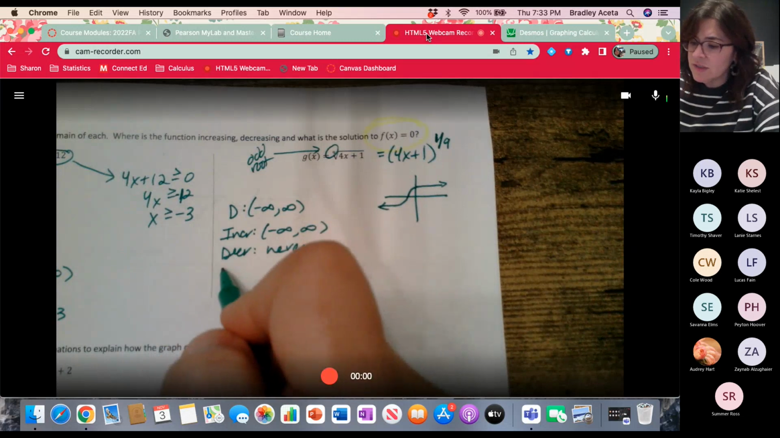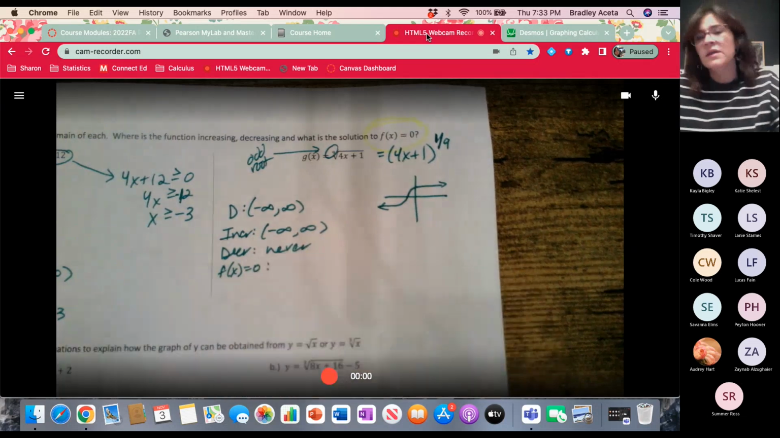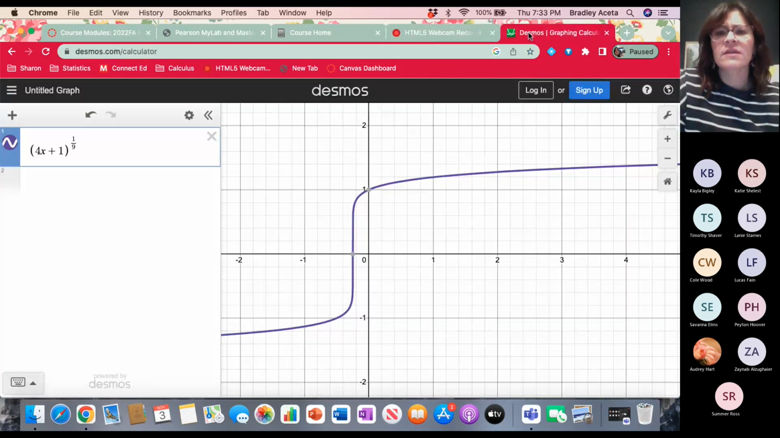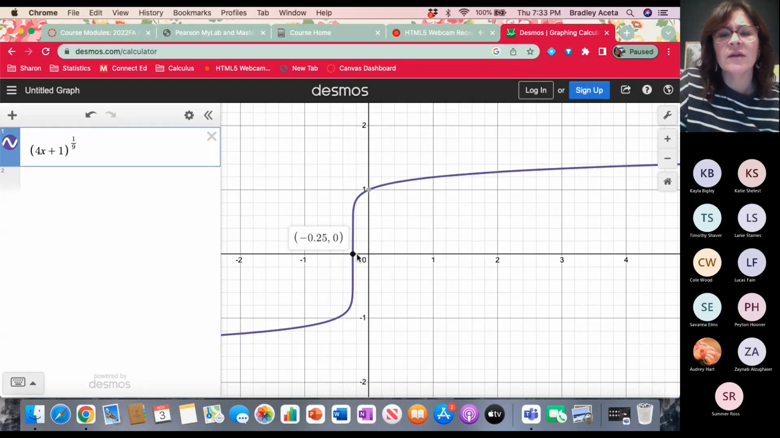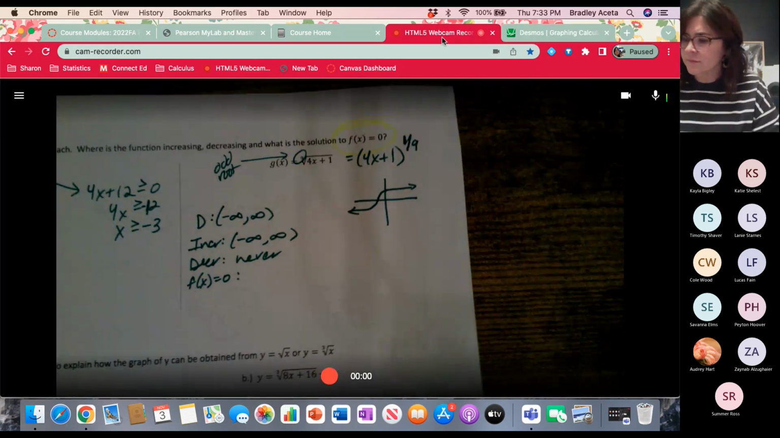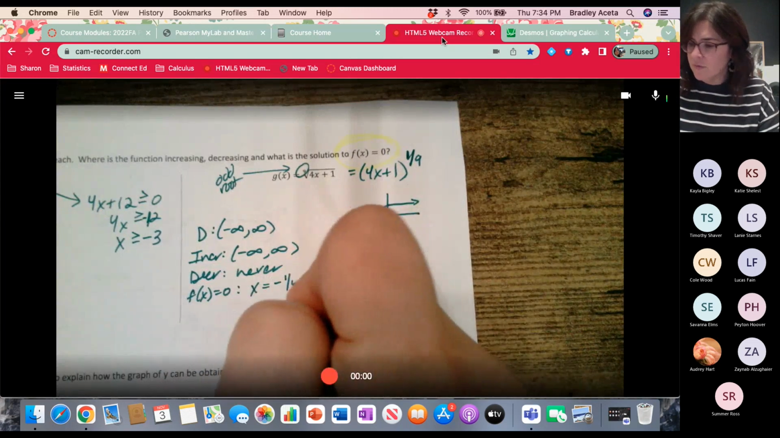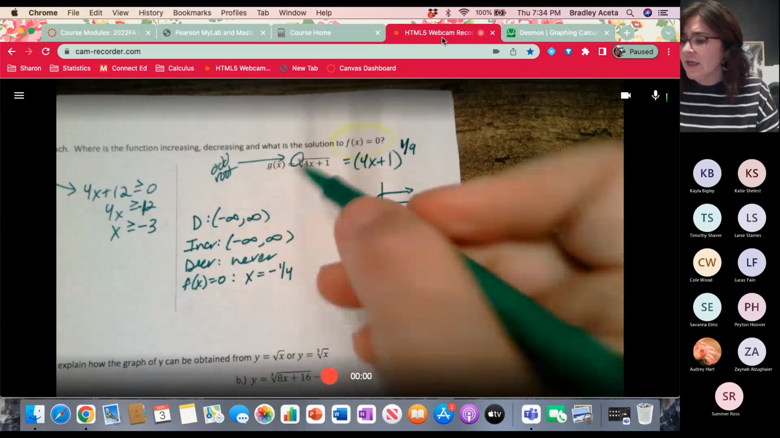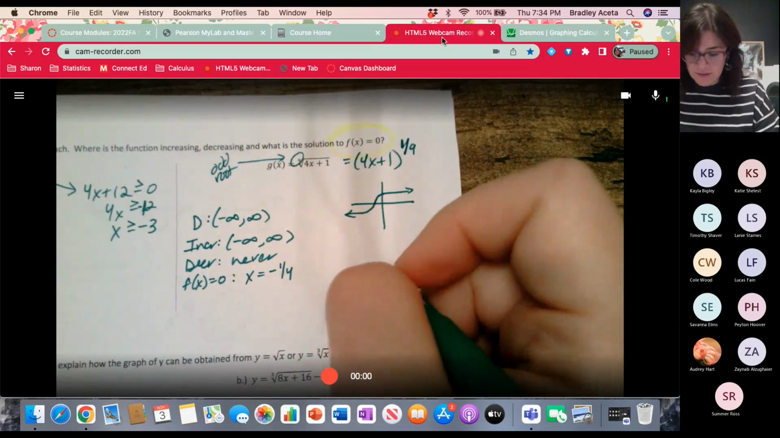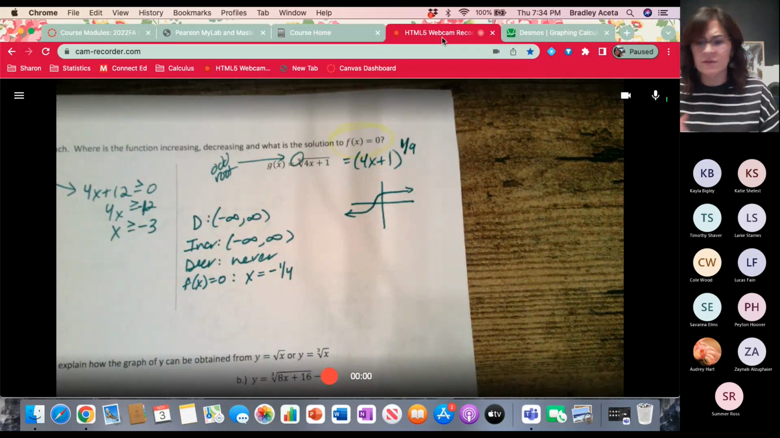And then the solution to f of x equals 0. And that we didn't check out. Let's see on Desmos if I have an x-intercept. Oh, I do. Look at that. The x-intercept is at -1/4. X is -1/4. And again, analytically, you can just set this function equal to 0 and solve it. But Desmos gives it to you nice and easy.